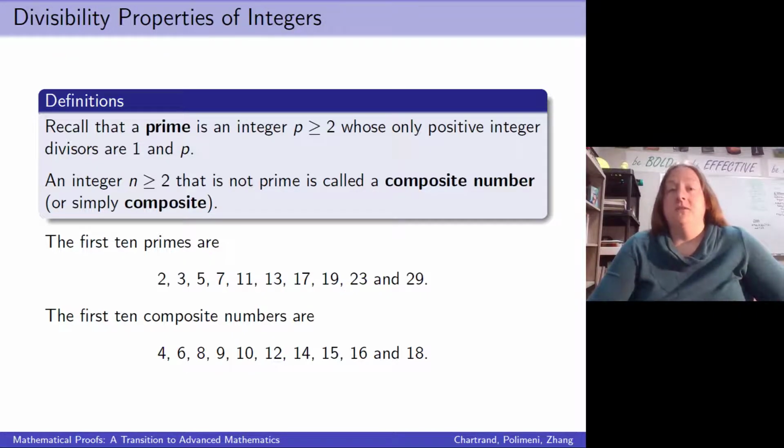So if we list out the first 10 prime numbers, we get 2, 3, 5, 7, 11, 13, 17, 19, 23, and 29. And if we fill out the first 10 composite numbers, we notice that those are all the numbers that fill in the gaps. So 4 is not in the list of primes, so it'll be on the list of composite numbers. And say 12 is not in my list of primes, so it'll also be in my list of composite numbers.